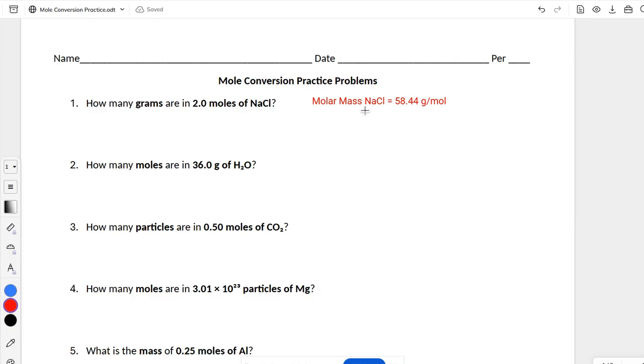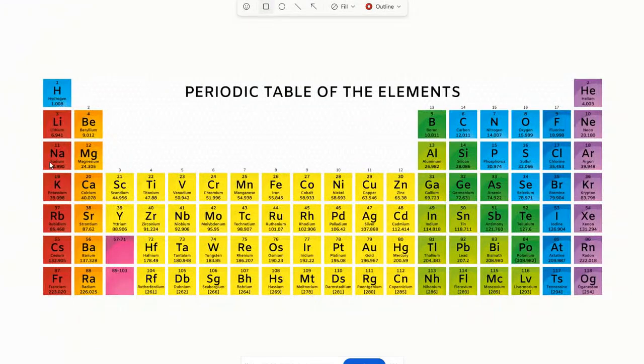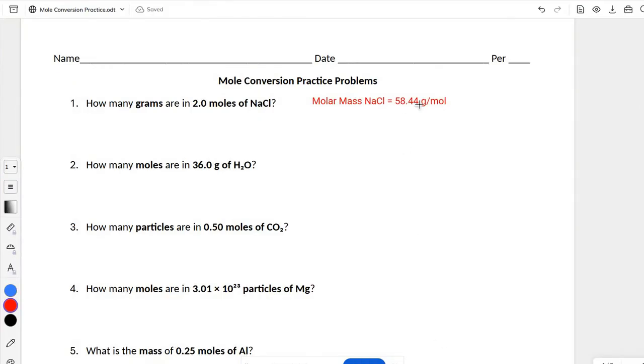All right, so the molar mass of NaCl, which is sodium chloride, which is salt, is 58.44 grams per mole. I don't know if you remember, but all you got to do is look at a periodic table. So you find sodium over here. Its average atomic mass is 22.99. And then chlorine over here is 35.453. If you add those two numbers together, you get 58.44. So that's how you find the molar mass of a compound.